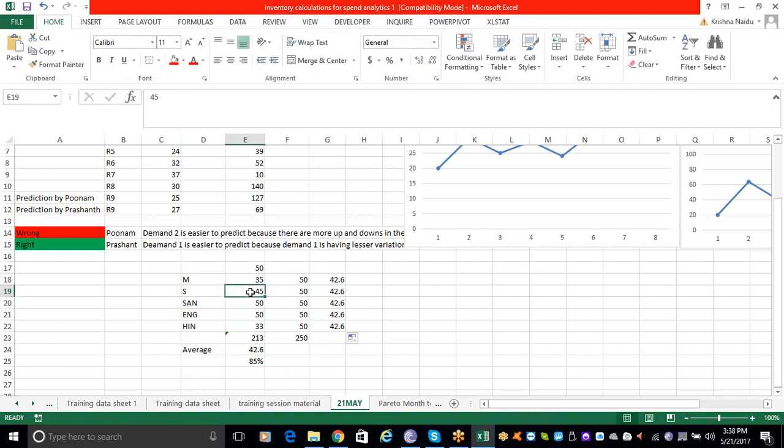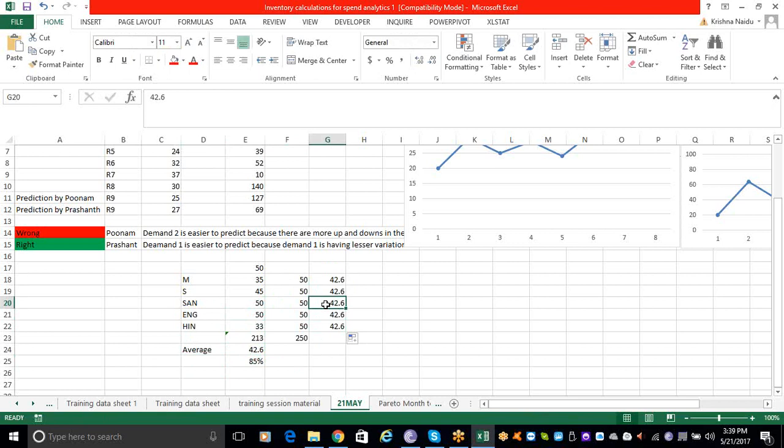Some of the subjects where I'm scoring more, but my average is telling that I'm scoring less, right? So this is skewed. This is very skewed. Average never represents a right determination of the score. Average occasionally determines, that too when all the numbers are very close to each other.